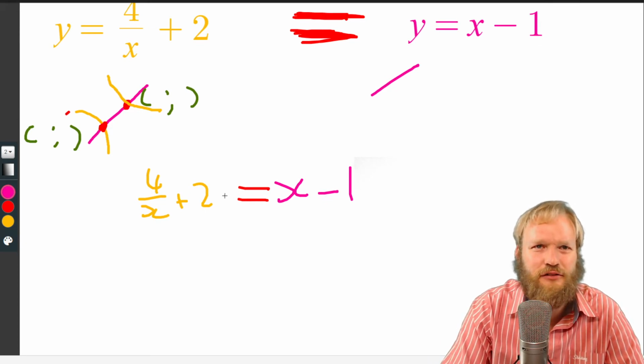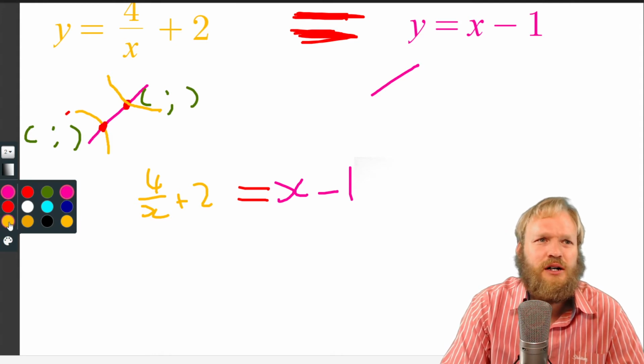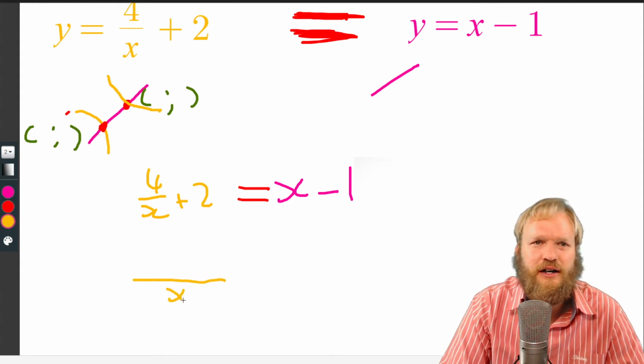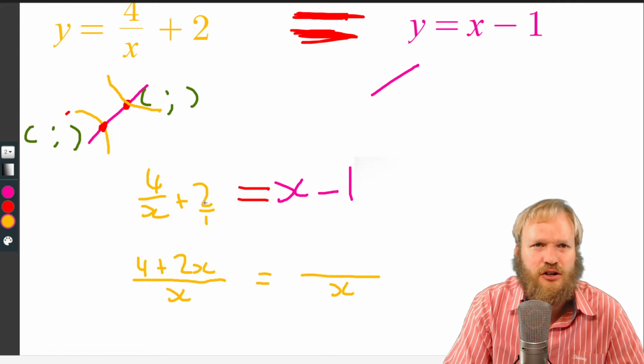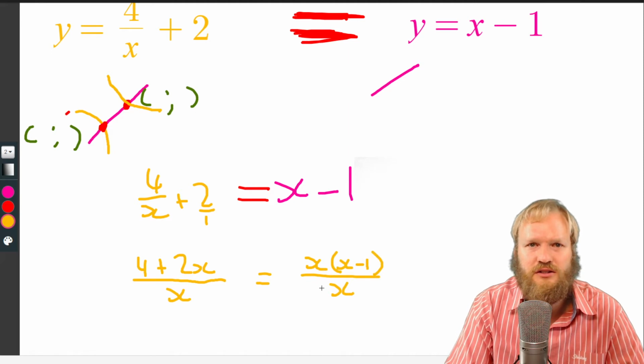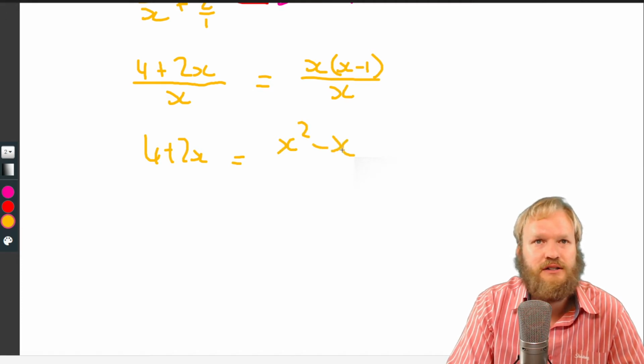Looking at 4 over x, you might have looked at this in one of two ways. You might have said, let's write this over a common denominator on each side. So 4 over x is 4 over x plus 2x over x, because this was 2 over 1, so 1 times x. And on this side, we had to multiply each of these by x to get that. And you might even have gone to the next step: 4 plus 2x equals x squared minus x.